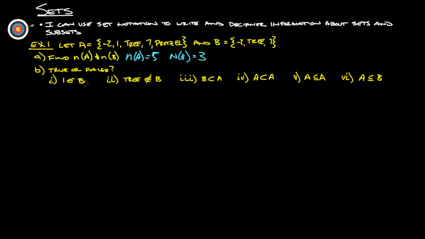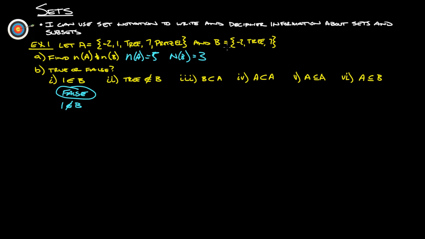Total number of elements. True or false? 1 is an element of B. So here's B, -2, tree, and 7. 1 is not an element of B, so that would be false. We could say 1 is not an element of B. That would be true. But anyway, they're just asking if it's true or false.